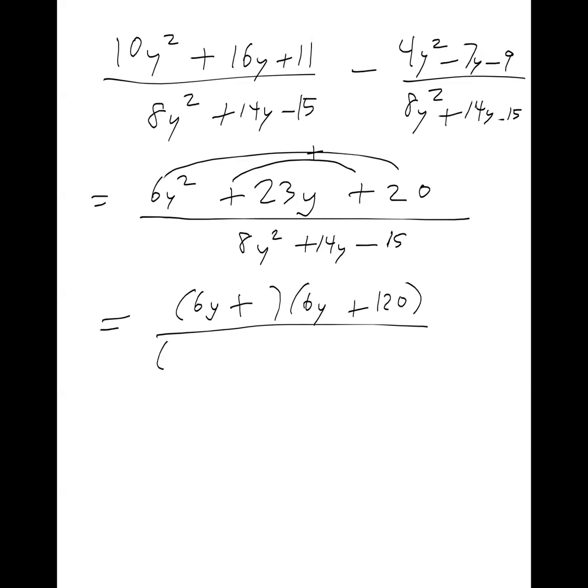And then I descend to the bottom. I drop the squared from the bottom, and I keep the 8. So 8y, 8y. I keep the plus sign. Then I multiply the plus times the minus. That's a minus. 8 times negative 15, except ignore the negative though. 8 times 15 is, let me think, 80 plus 40, 120. So that's 120.